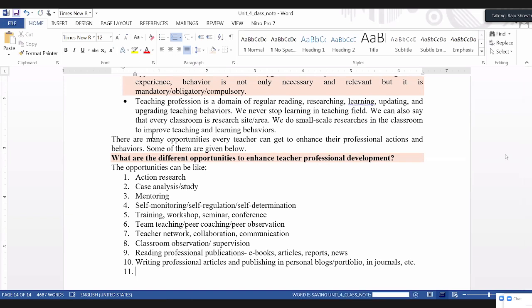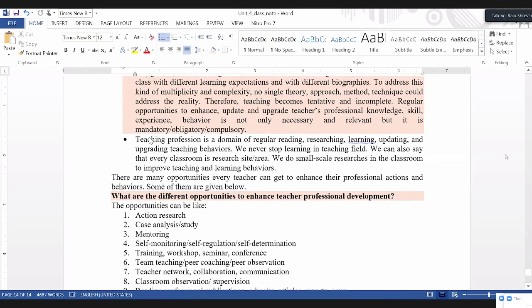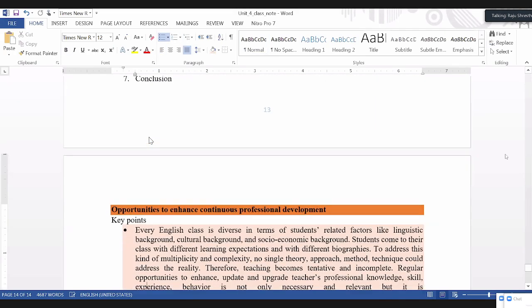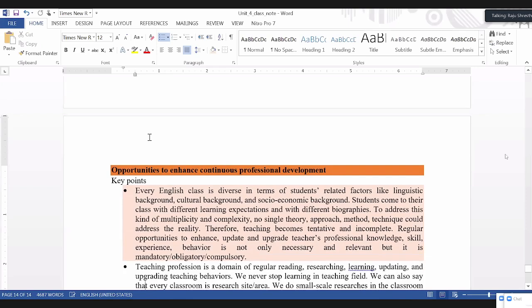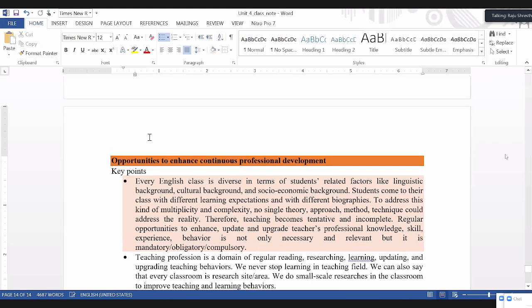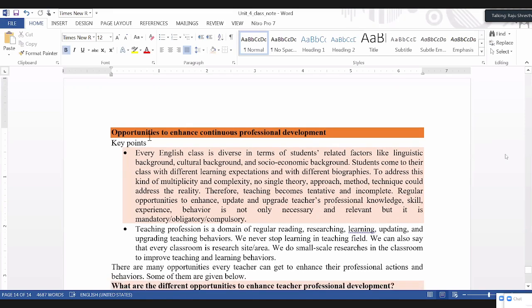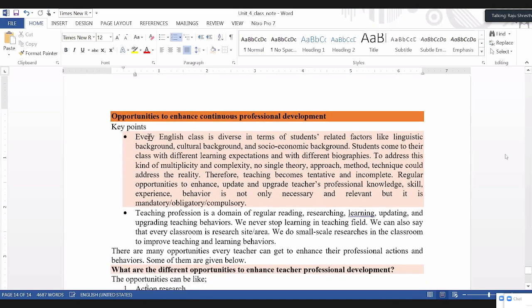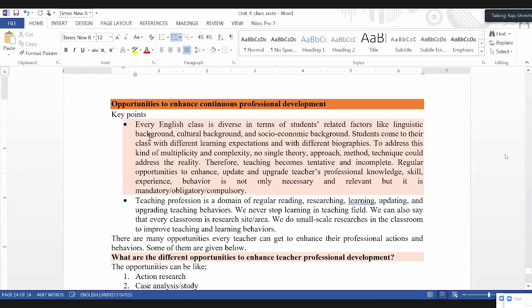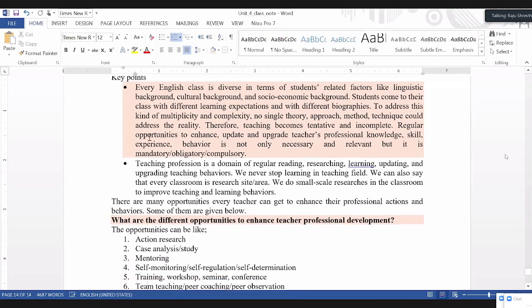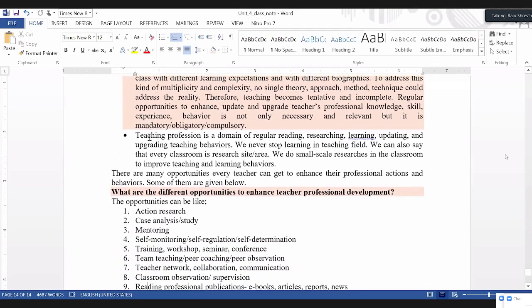Okay, so what is the context? The context is that we should not leave it out. Given this context, to update, upgrade, enhance, strengthen and make strong your professional knowledge, behavior, actions, attitude and ethics, what should we do? So many activities we carry out. These are few to mention here.